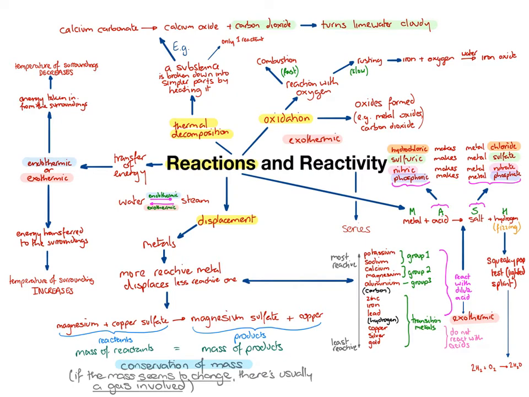I probably also really should have highlighted this bit yellow because I've got a neutralization reaction here, and neutralization would be another type of reaction. So, you know, I'm already beginning to spot things that I could perhaps tweak or improve.